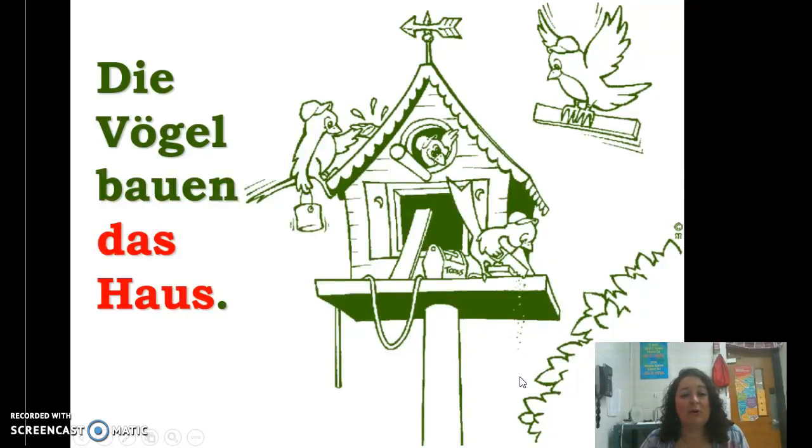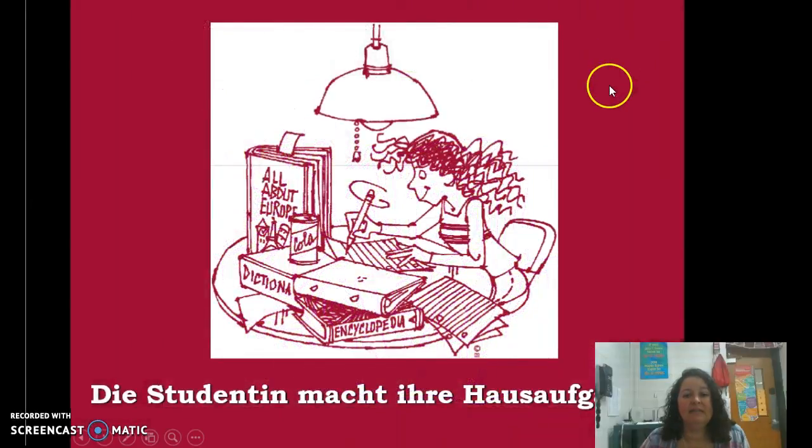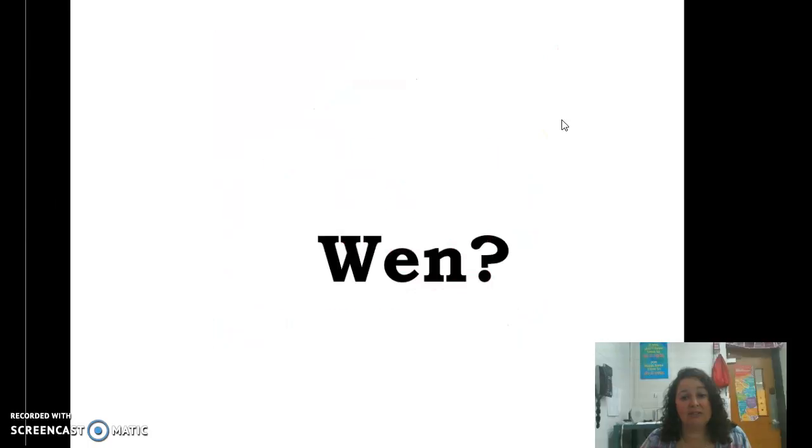Die Vögel bauen das Haus. The birds build the house. Das Haus is the direct object, but it's a das word, so it doesn't change. Mutter hat einen Geburtstag. The birthday is what she has. So you have to change it to the accusative. Der becomes den, ein becomes einen, and so on. Die Studentin macht ihre Hausaufgaben. The student does her homework. Hausaufgaben is plural, so even though it's the direct object, it doesn't change.